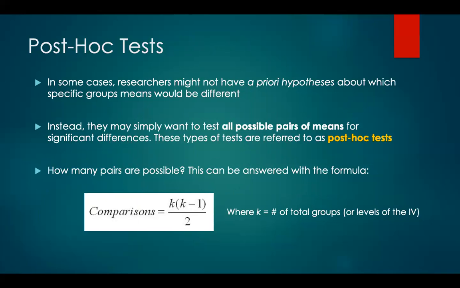So in our last example, the adaptive memory example, we had 3 groups. So 3 times 3 minus 1, so that's 3 times 2 divided by 2. 3 times 2 is 6, divided by 2 is 3. So that's the number of comparisons we can make: group 1 compared to group 2, group 1 compared to group 3, and group 2 compared to group 3.